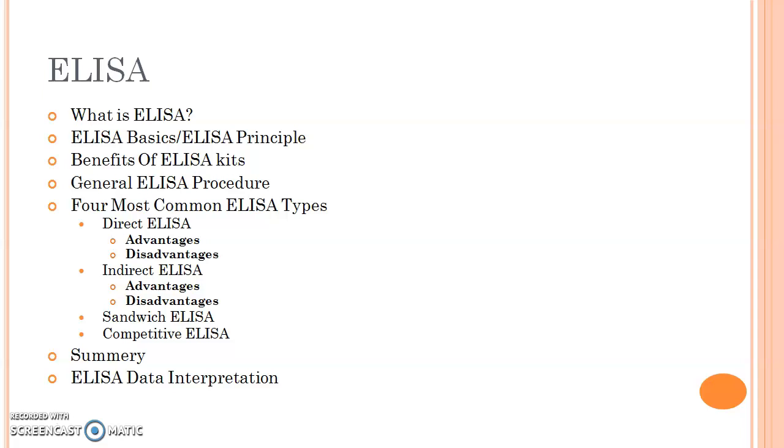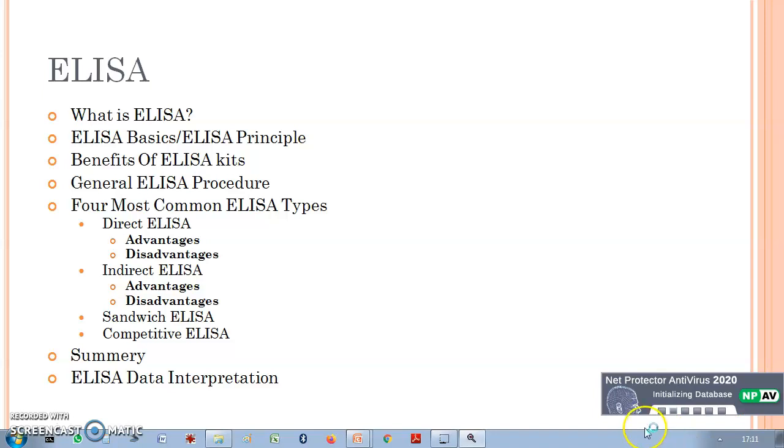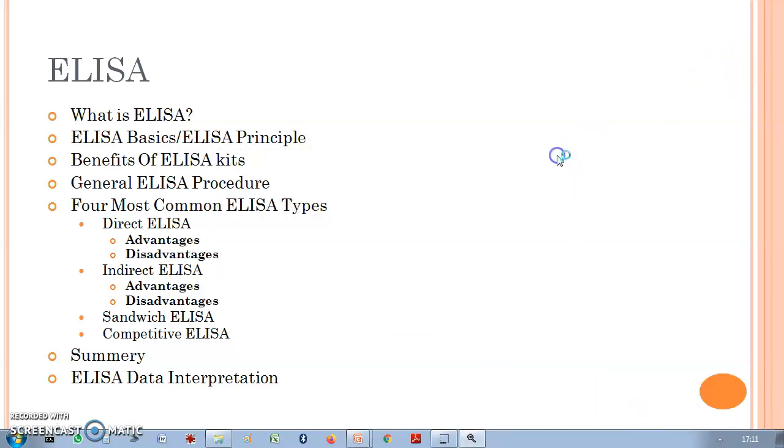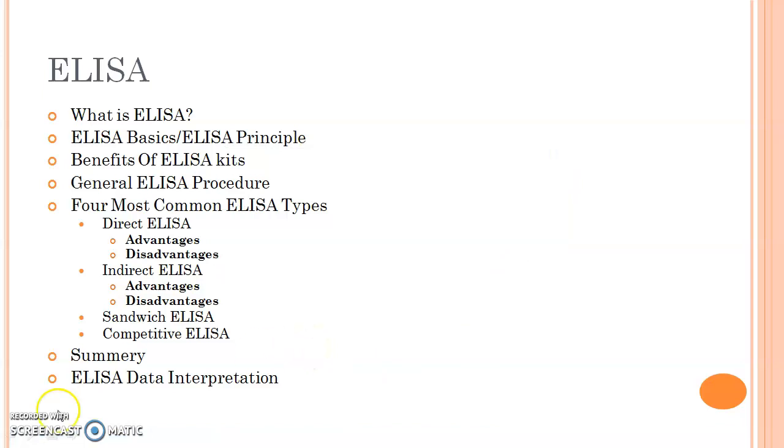Dear students, the ELISA details we have to cover are: what is ELISA, what are the basics associated with ELISA and its principle, what are the benefits of ELISA, what are the general procedures used in case of ELISA, the different types of ELISA, direct ELISA, indirect ELISA, sandwich ELISA and competitive ELISA, along with their advantages and disadvantages wherever applicable. Last but not the least, we have to see the summary and the detailed interpretation associated with the ELISA technique.